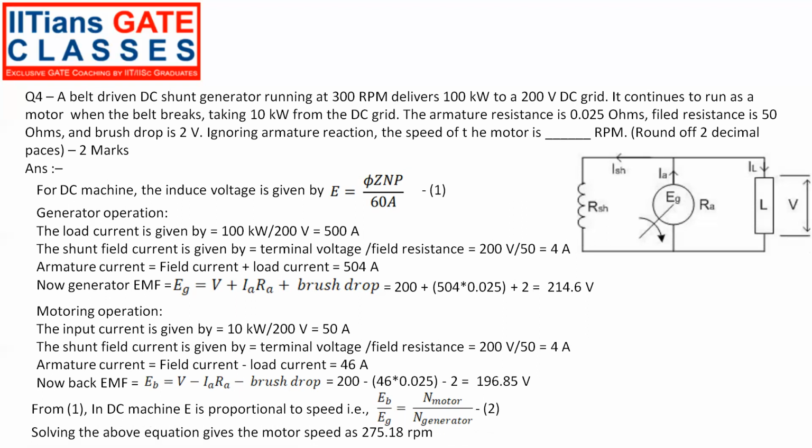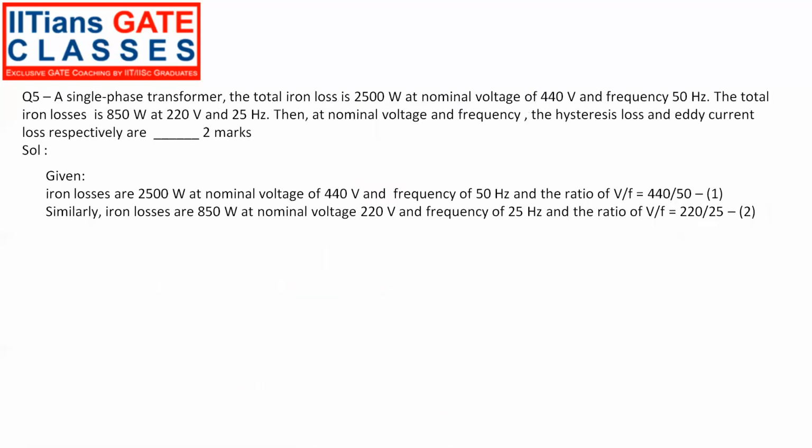Okay. Let's go to our next question, which is also a 2 marks question, and it is from transformers. The question is, they have given us a single phase transformer, and the total iron losses are 2.5 kilowatt at a nominal voltage of 440 volts and frequency of 50 Hz. They have also given us another combination of iron loss, that is 850 watts at 220 volts and 25 Hz. And they are asking us to find out the hysteresis and eddy current losses at nominal voltage and frequency.